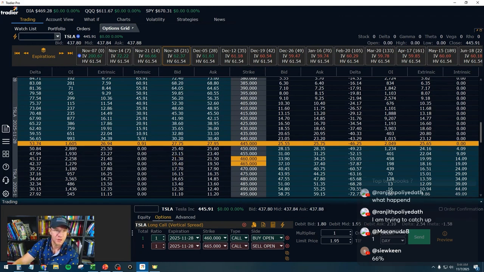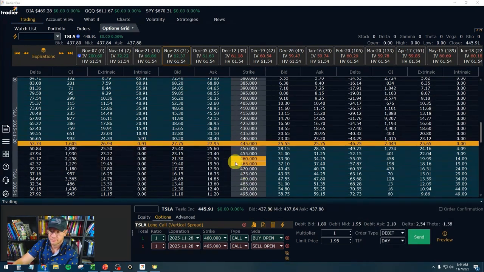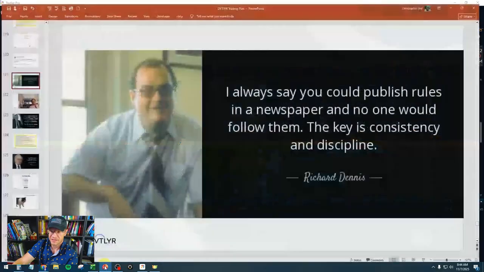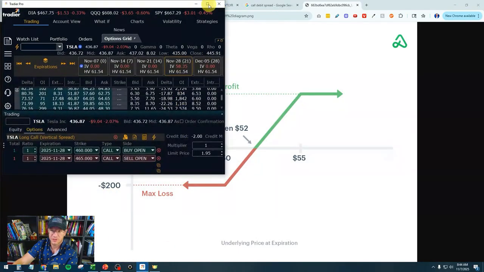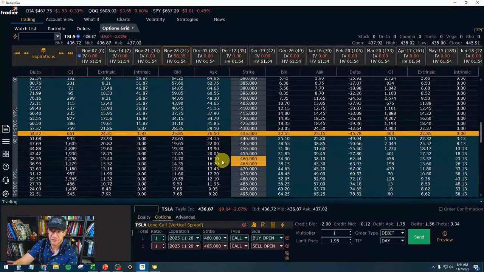There you go. So in this particular example, you'd be buying the 460 call and selling the 465 call. That would give you a debit of $2.10. Now, $2.10 means that your max loss in the trade is $210. Your max gain on the trade is $290, right? They have to total up to $500. They have to total up to your spread width, which in this case is $5.